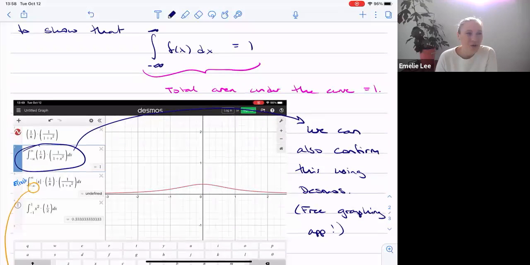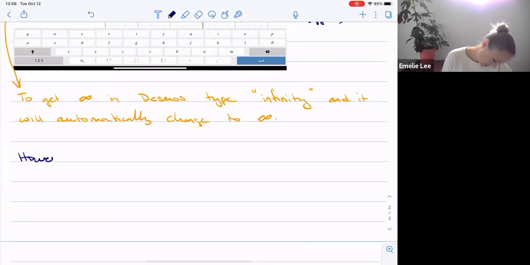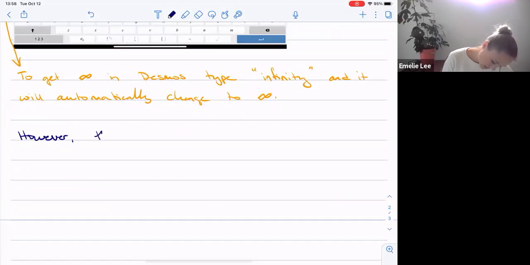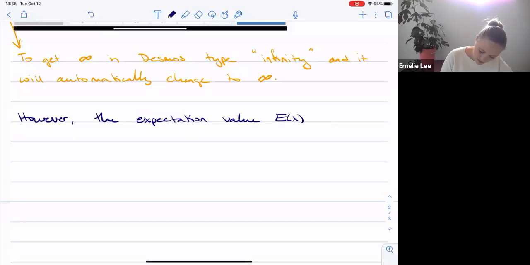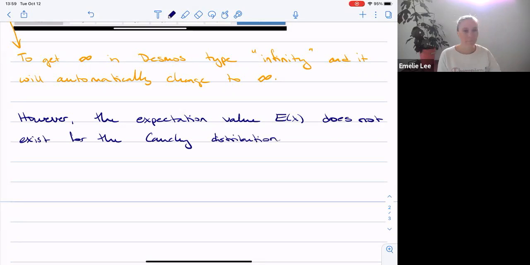In fact, I forgot what we were going to do. Oh yeah, so we could show that the total area under the curve is still 1, and that's one of the properties of a PDF, so that's good, that's fair. But just because it's a PDF doesn't mean that it's going to have an expectation value. However, the expectation value E of X does not exist for the Cauchy distribution.